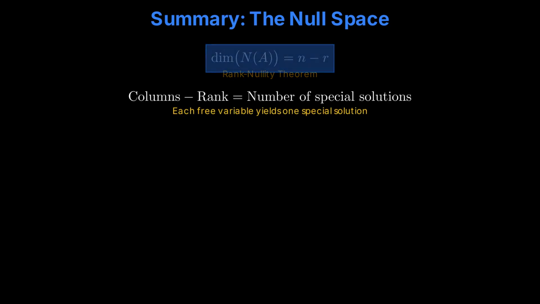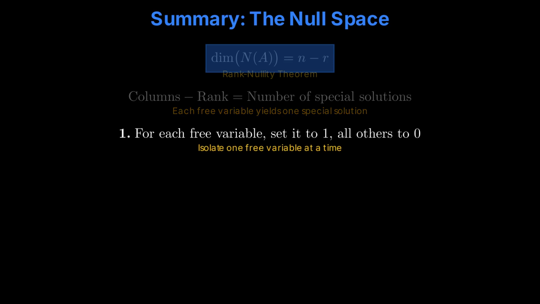Here's a summary of everything we've built. First, the key theorem. The dimension of the null space equals n minus r. That is, the number of columns minus the rank. This tells you exactly how many special solutions you'll find and how many dimensions the null space has.